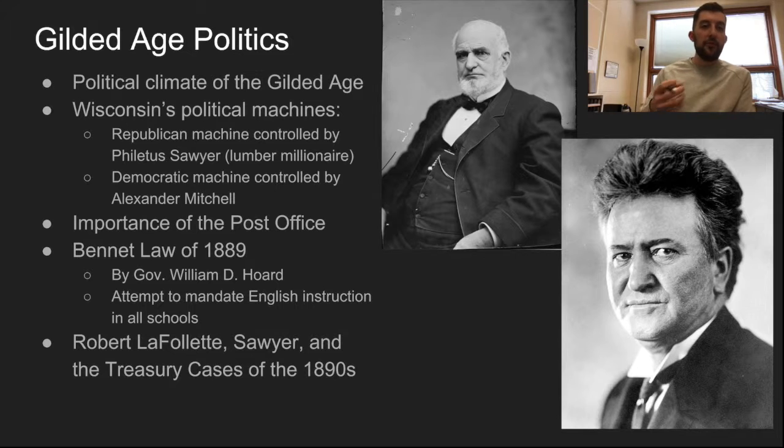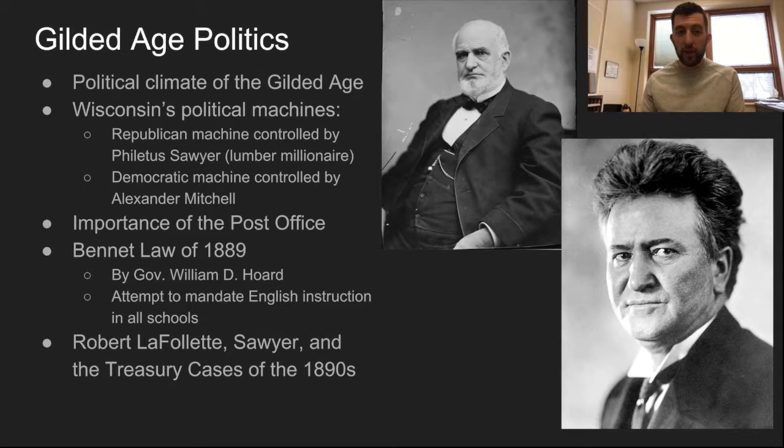Now, typically, if you're a private citizen and you have money in a bank and that bank loans out your deposits and makes money off it, the interest from that, or at least part of the interest, goes back to you. In the case of the state, in these pet banks, though, that money wasn't going back to the state. It was being kept with the bank. And as it turned out, lots of these pet banks were owned wholly or partially by these big corporate titans, your Philetus Sawyers and your Alexander Mitchells.